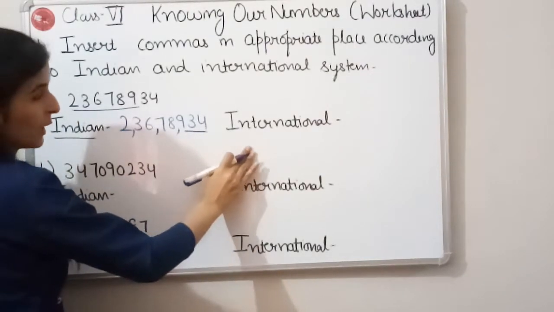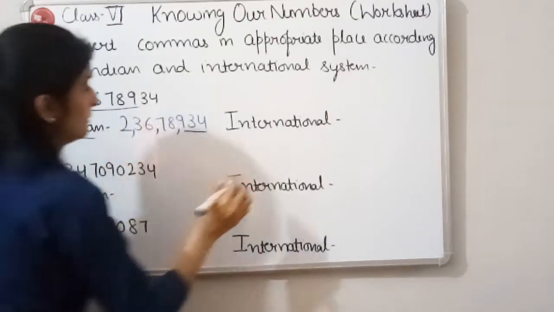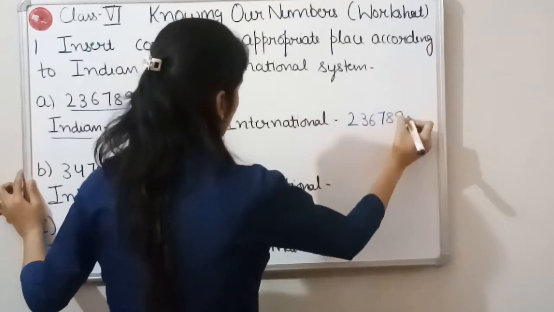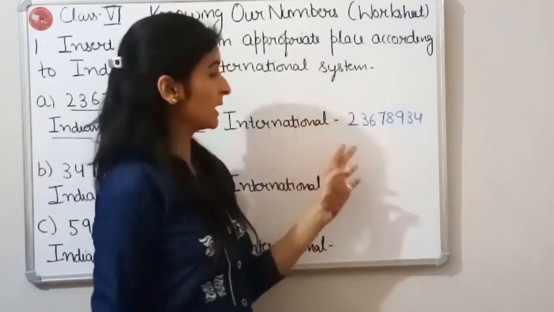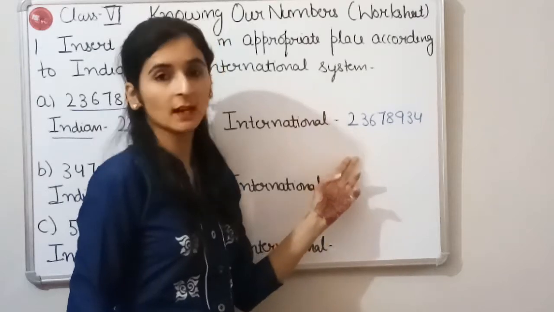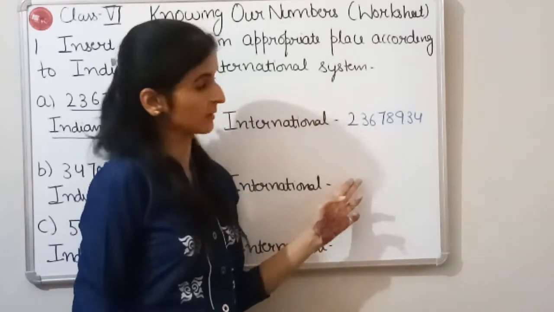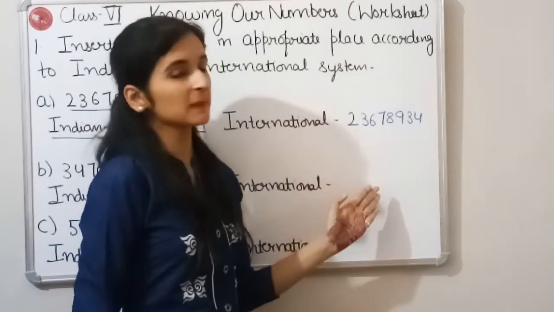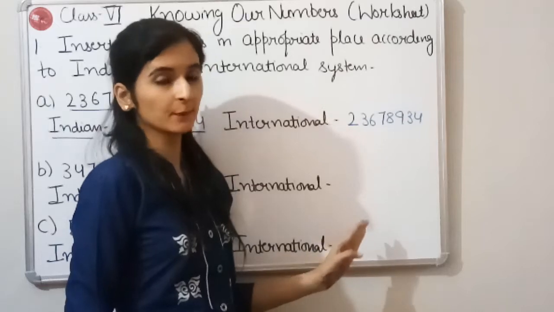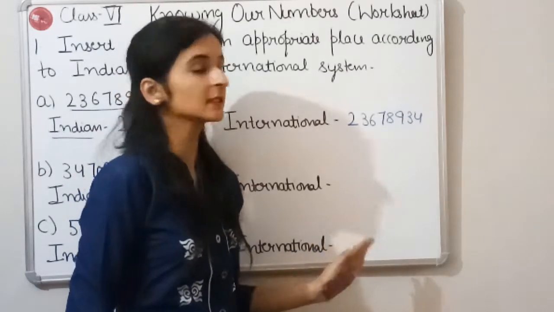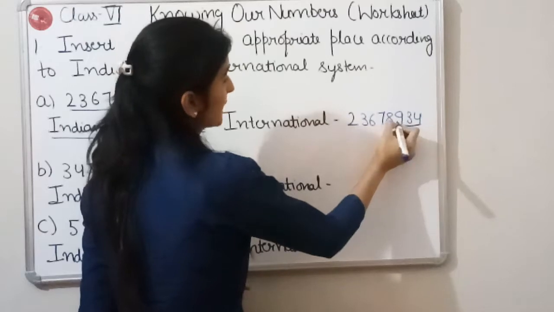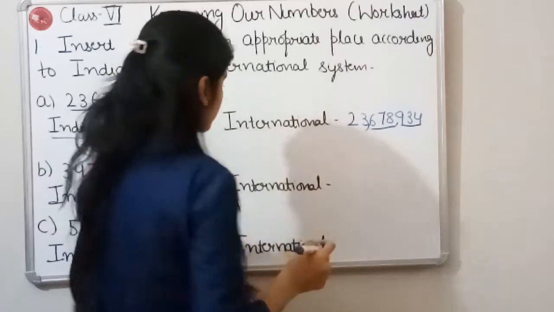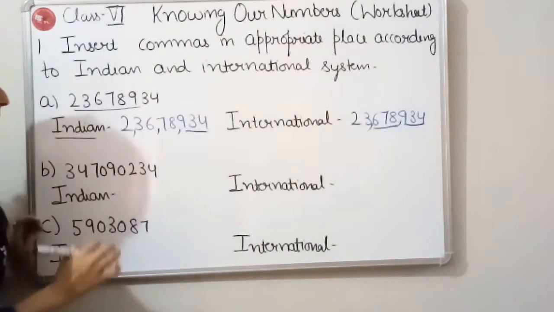And if we talk about the international number system, firstly we will write the number. As we have already discussed, putting commas according to the international number system is very easy because there are 3 places in each period. So you just have to put commas after leaving 3 places, and then again after leaving 3 places. Fine. Now let's come to the B part.